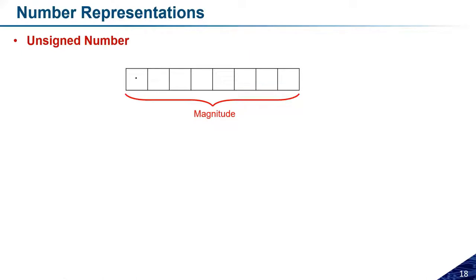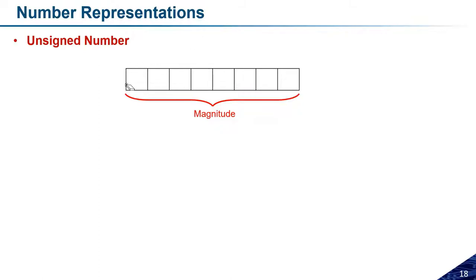Suppose I have a number something like 10101101. The weight of this bit is 0, and then 1, 2, 3, 4, 5, 6, and 7, and we can calculate the actual decimal representation, the equivalent decimal value of this binary information. So this is easily doable when we do not have any sign representation.